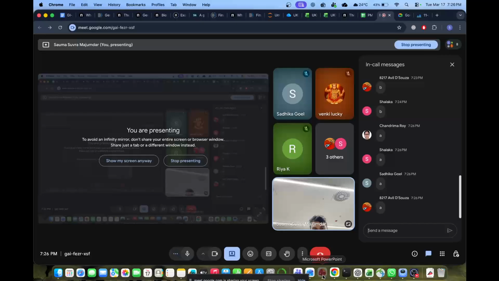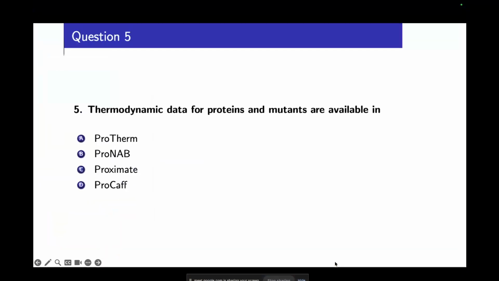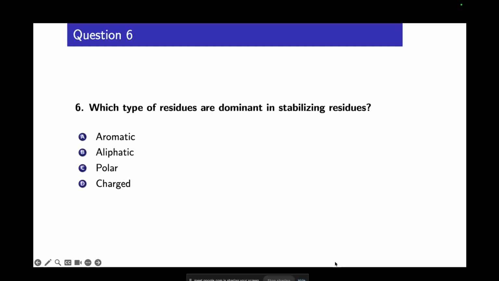This is quite easy. Proton. Yep. Moving on.